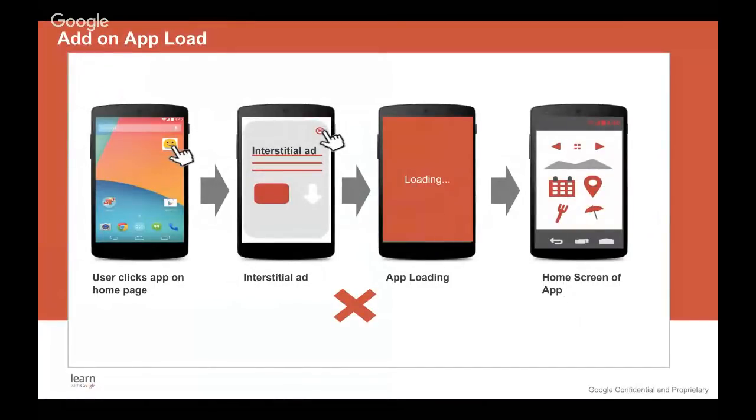Now, let's look at this particular scenario. What does this scenario mean? A user clicks on the app icon on the home page of their phone screen. The first step that happens is that an interstitial ad shows up, then an app loading screen, and then the home screen of the app. Now, this is a violation because the interstitial ad is showing up before the home screen of the app or before the app loading screen, which technically makes the interstitial being served outside of the app environment.